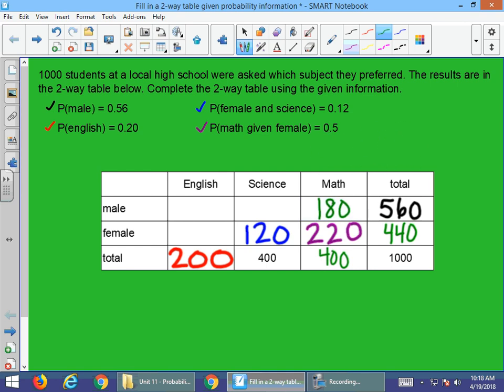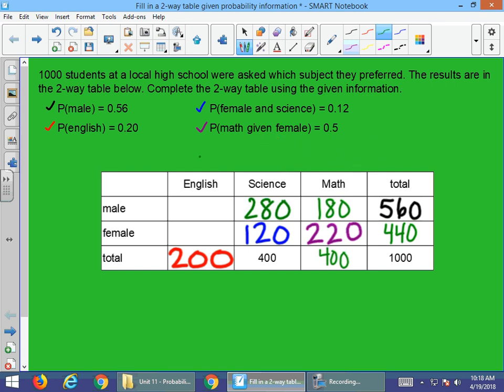Same thing again, anytime I'm only missing one square, I'm in good shape. I'll look straight down. I don't know how many males picked science, but I know 120 females did. The total has to be 400. So I can take 400, subtract 120 from that, and that gives me 280. So 280 plus 120 will give me my 400.